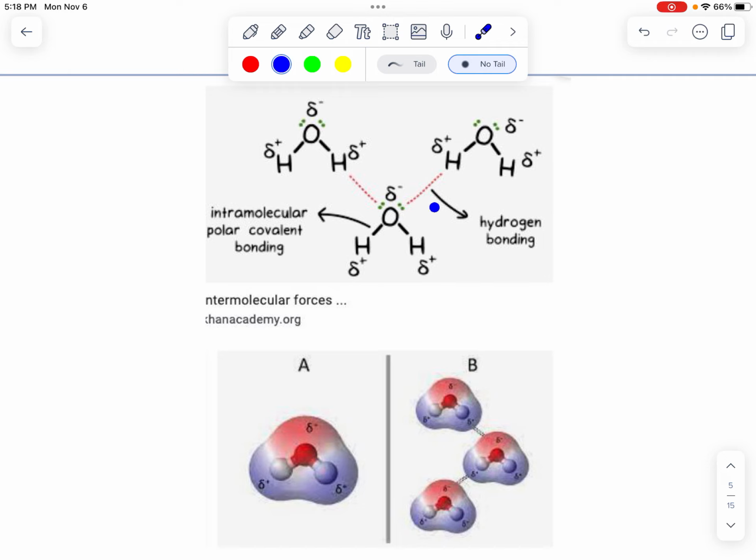Notice this intermolecular force is not a full bond. We show it with the dotted line, totally different than this. This is a complete bond. This is much, much stronger. So we call that intramolecular. And this gives water its interesting properties, right? It has surface tension, it has a relatively high melting and boiling point compared to some other compounds, and things like that.